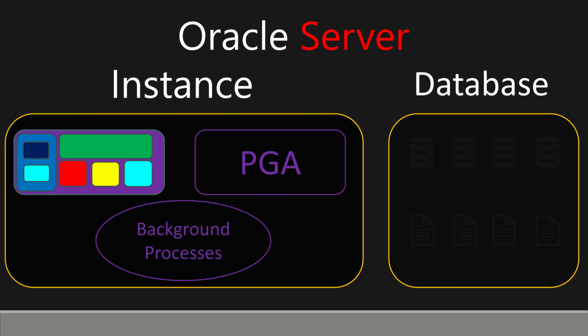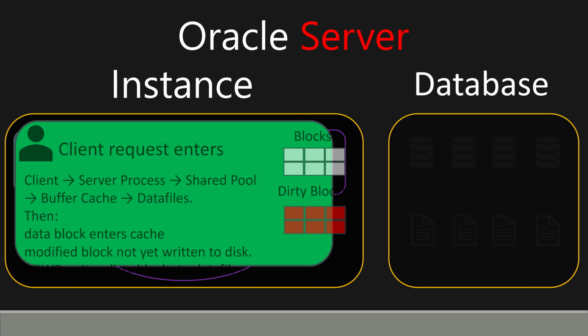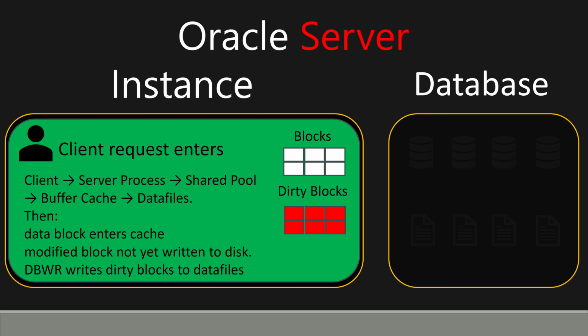The flow happens like this. Buffer cache stores database blocks in memory. This helps Oracle reduce physical disk reads and improve performance. Modified blocks remain in memory as dirty blocks until DB writer writes them to data files.